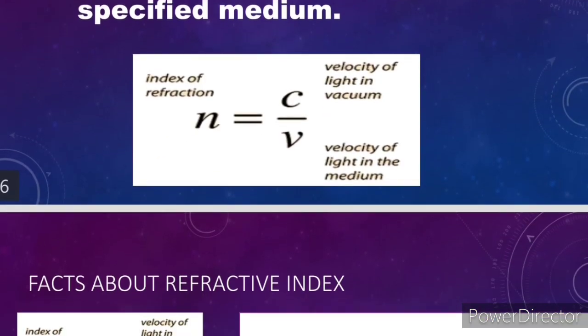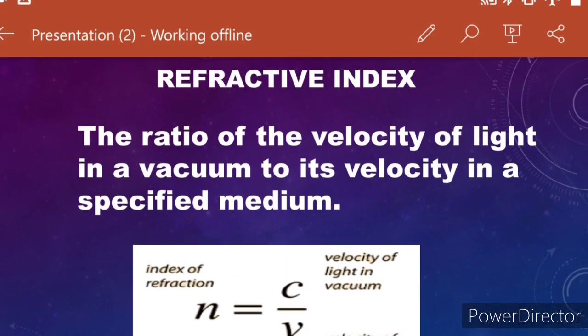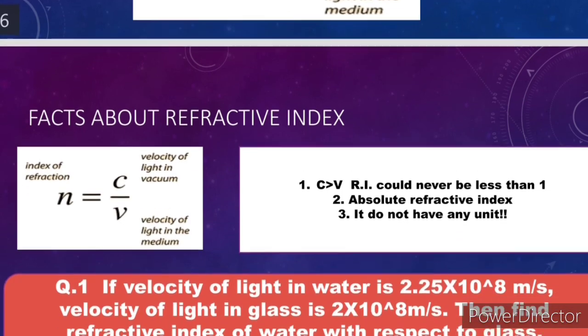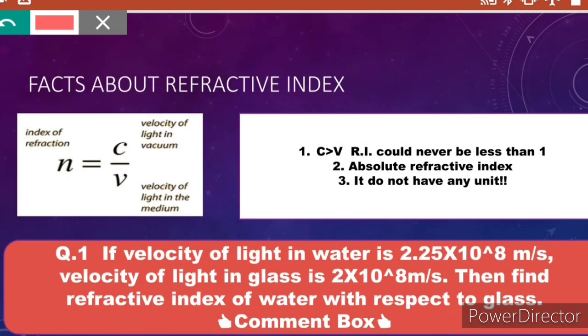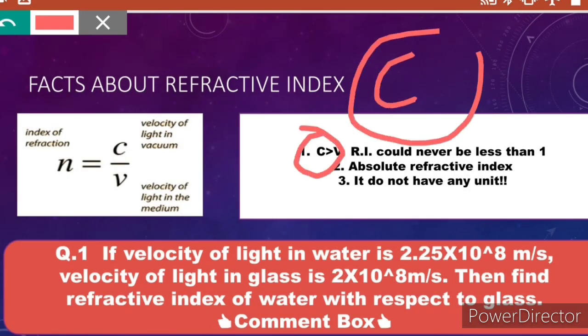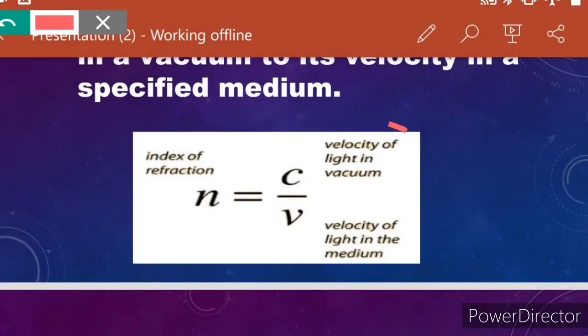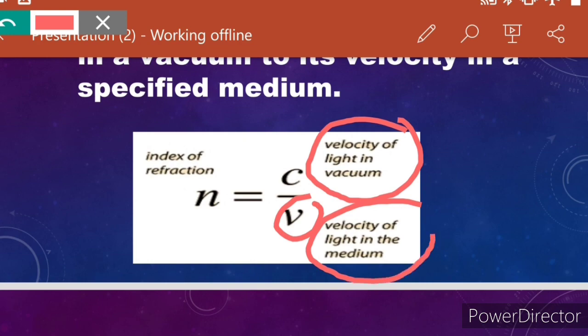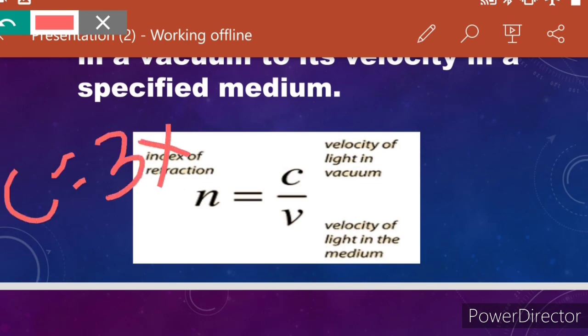Now there are some facts which you have to understand about refractive index. Let us go straight to fact number 1. If you have to know the definition of C, I think you know, C is the velocity of light in vacuum. And what is V? The velocity of light in any other specified medium. Now, the velocity of light is 3 into 10 to the power 8.